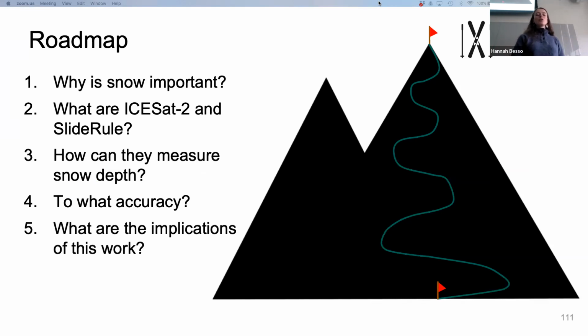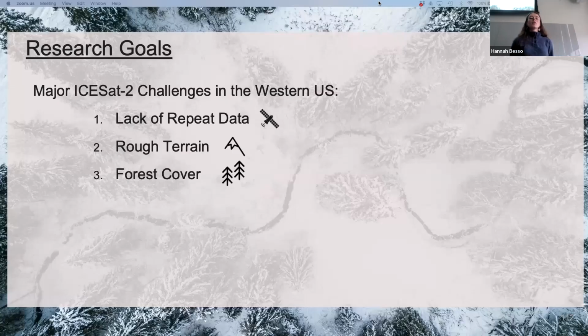Finally, let's move on to the implications of this work. Our research goal was to address the major challenges with using ICESat-2 to measure snow depth in the Western US. And those challenges included a lack of repeat data, difficulty measuring snow depth in rough terrain, and also in forest cover.